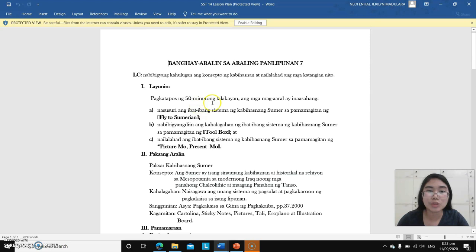Pagkatapos ng 50 minutong talakayan, ang mga mag-aaral ay inaasahang nasusuri ang iba't ibang sistema ng kabihasnang Sumer sa pamamagitan ng flyer. Nabibigyang diin ang kahalagahan ng iba't ibang sistema ng kabihasnang Sumer sa pamamagitan ng toolbox at nailalahad ang iba't ibang sistema ng kabihasnang Sumer sa pamamagitan ng picture presentation.